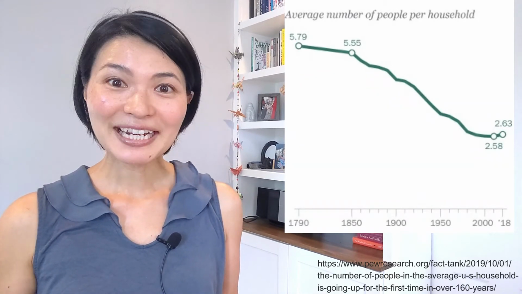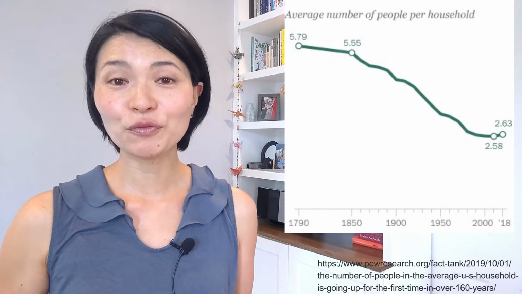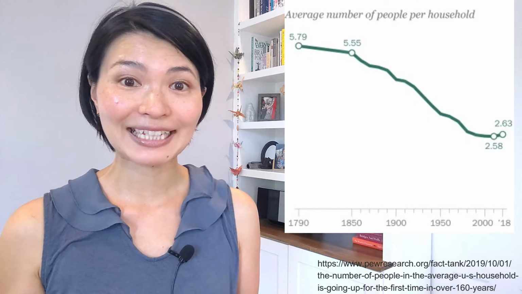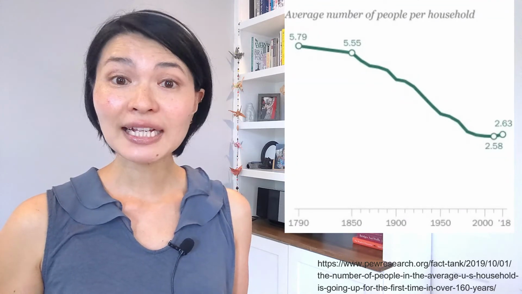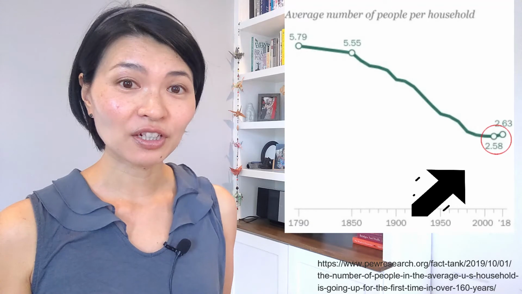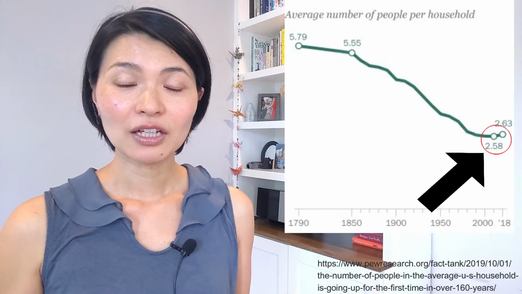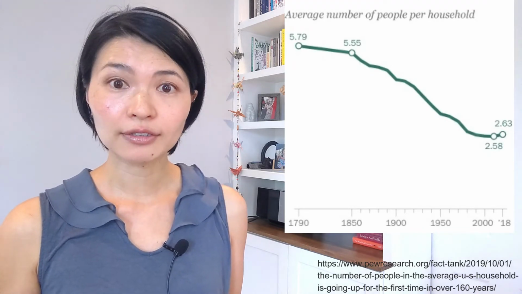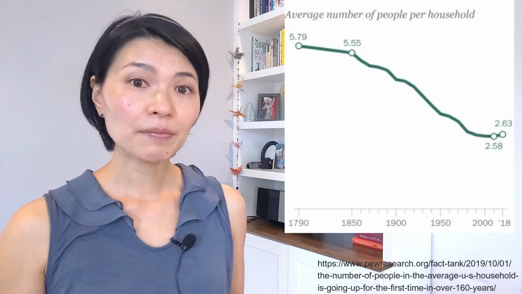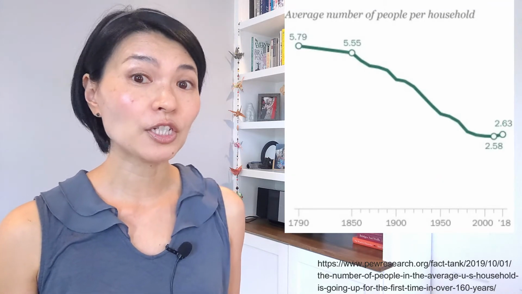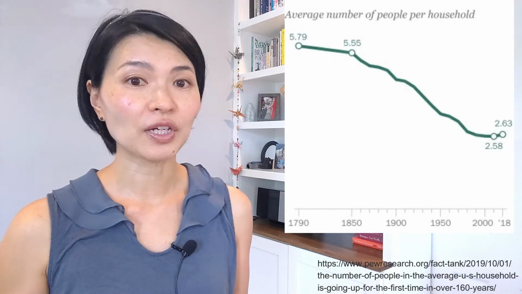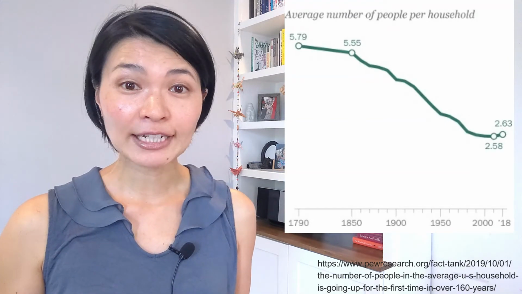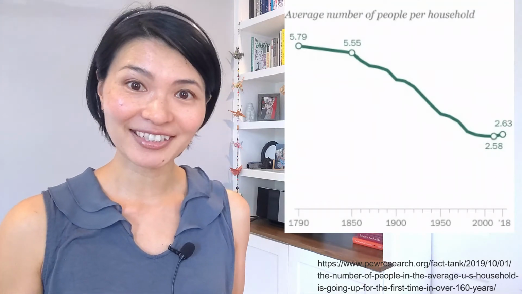Now, this is a great example of why it's important for you to highlight the key information you want your audience to see. If you don't, they might not see this little portion of the chart and think, oh, American families have been getting smaller and smaller. But if you say the size of American households is slowly starting to grow after over 200 years of a steady decrease, that will completely change what they see in the chart.